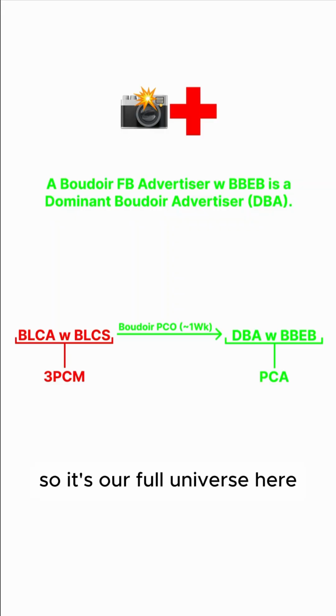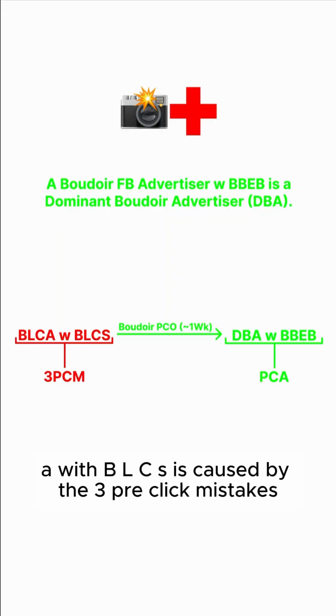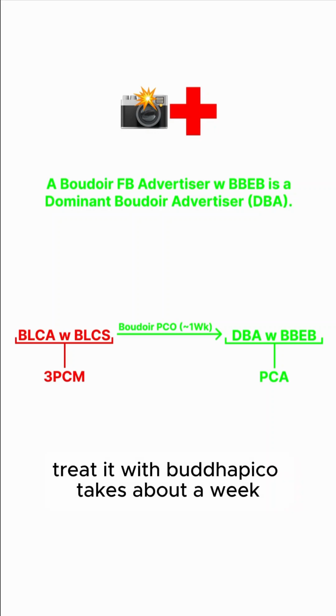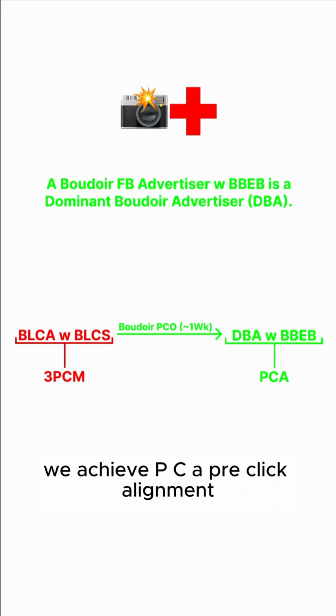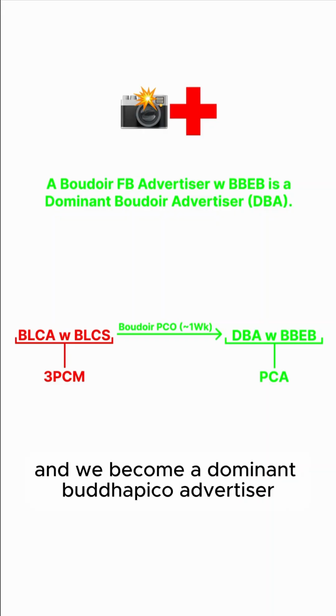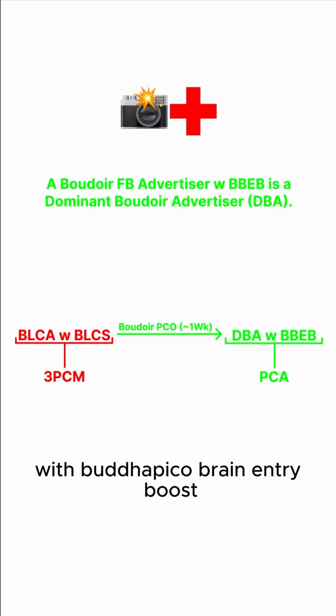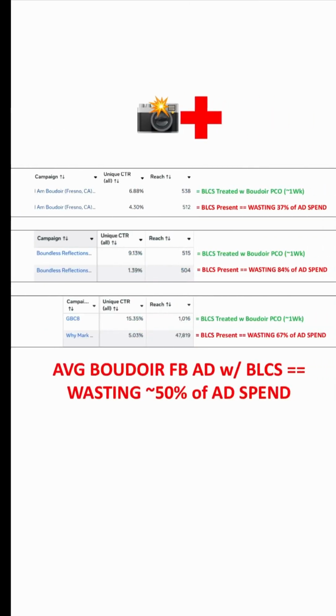So this is our full universe here. A BLCA with BLCS is caused by the 3 pre-click mistakes. Treated with Boudoir Pico takes about a week. We achieve PCA pre-click alignment, and we become a dominant Boudoir advertiser with Boudoir brain entry boost.